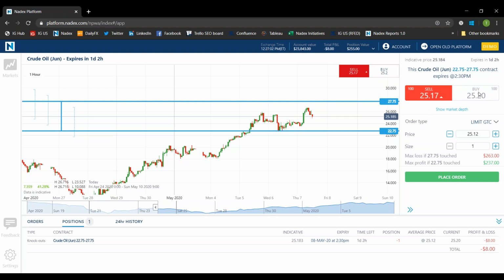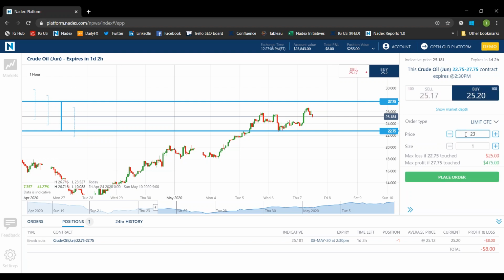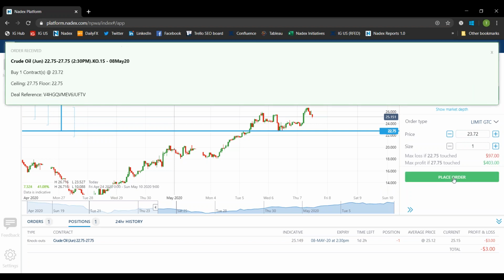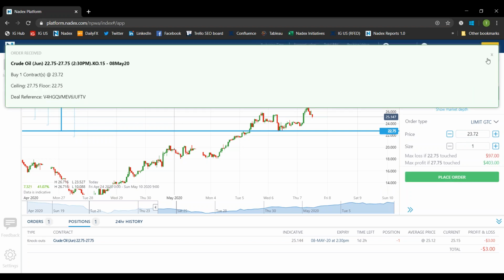I can put a limit order in simply by clicking buy, and I'll change my price to make it 23 and a half. Okay, or 23.72. I'm just picking a random number. I'm already short one, and if I hit place order, I'll get an alert at the top of the screen.